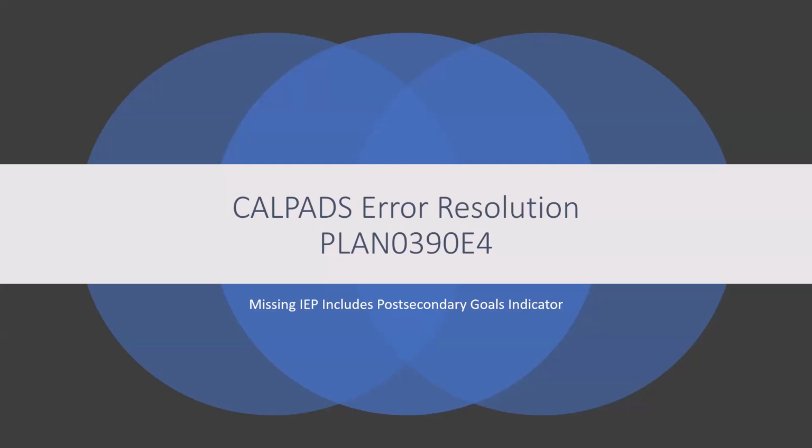CALPADS Error Resolution Plan 0390E4. Missing IEP includes post-secondary goals indicator.